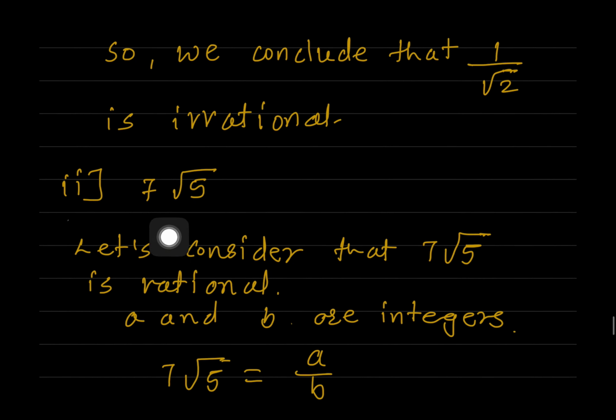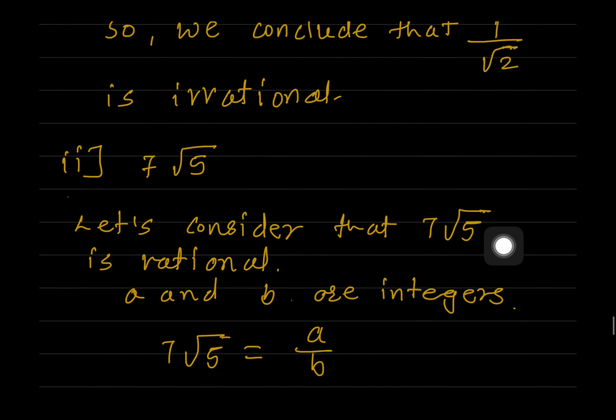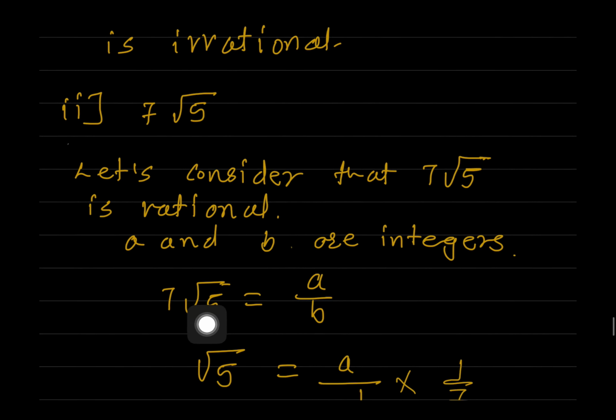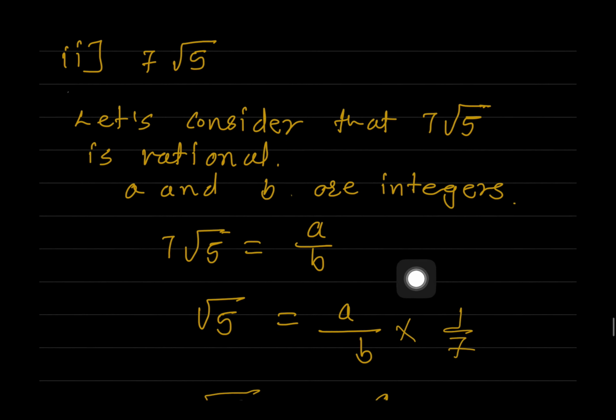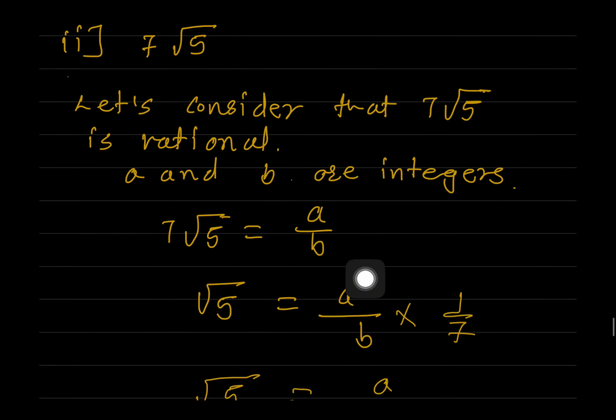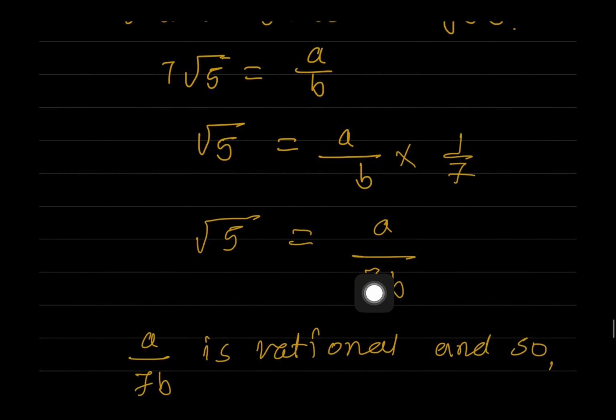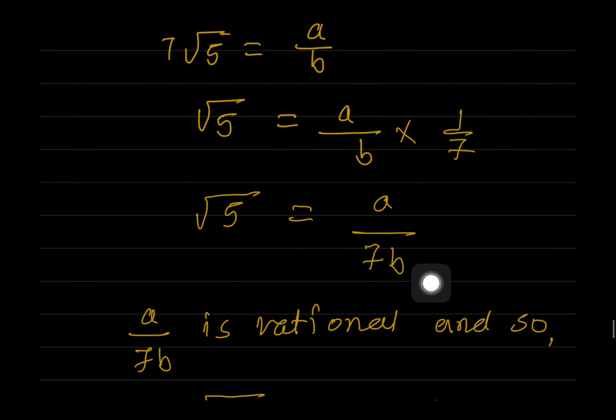Then the second question, 7 root 5. Let us consider that 7 root 5 is rational, a and b are integers. 7 root 5 equals a upon b. Root 5 equals a upon b as it is, and the 7 becomes its reciprocal, 1 upon 7. So root 5 equals a upon 7b.